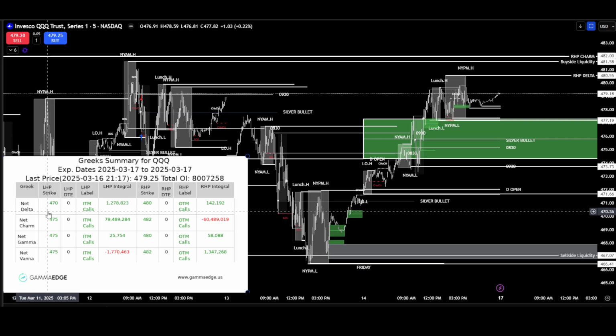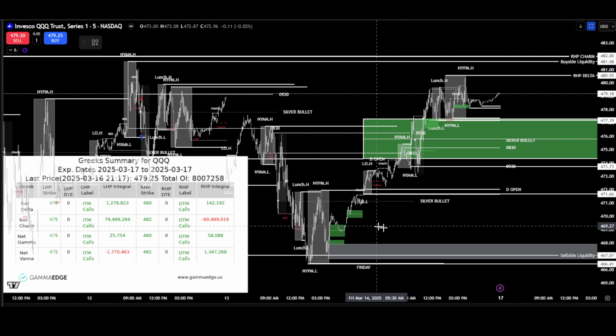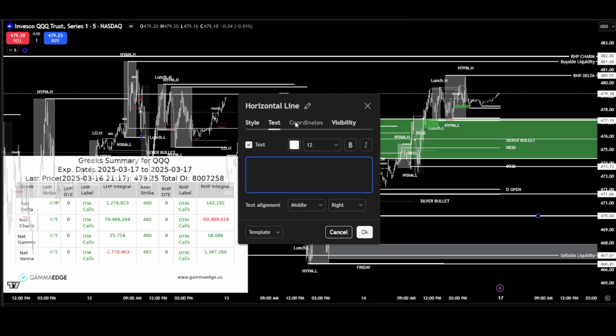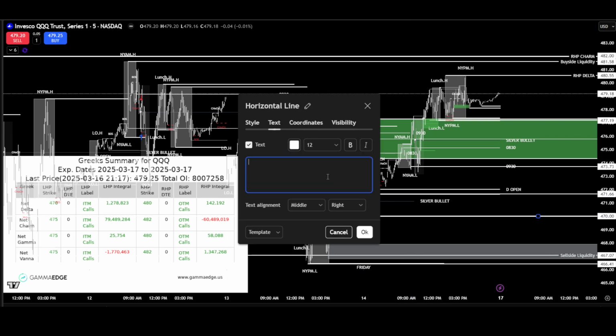Then we're looking at the left-hand plane. I got 470. Let's go over here. I don't see anything right at 470, so I'm going to slap that level in. I'm going to adjust it so it's 470 perfectly. I'm going to say left-hand plane, and that was delta.